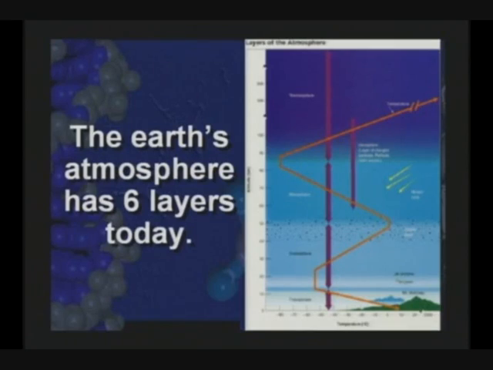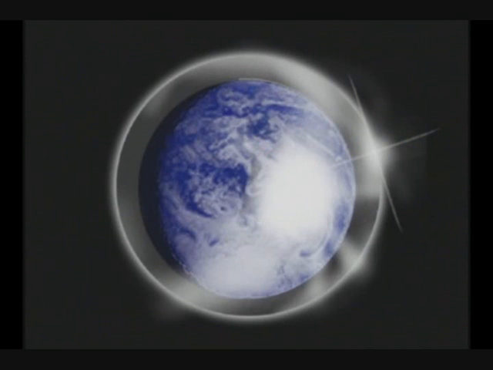Interesting. Today's atmosphere that we're breathing has 6 layers: troposphere, stratosphere, mesosphere, thermosphere, exosphere, and ionosphere. There used to be a 7th layer. It was a layer of water or ice above the atmosphere. I don't know what it was because it's gone now. Okay, all we can do is make a theory about it.